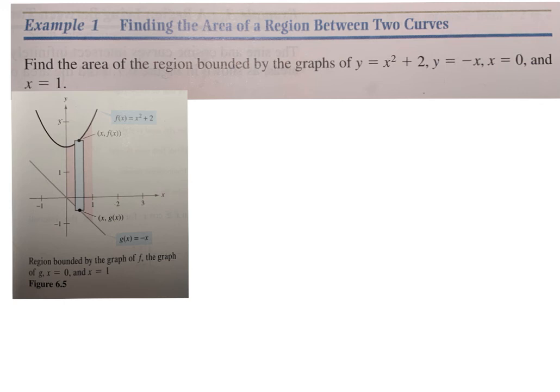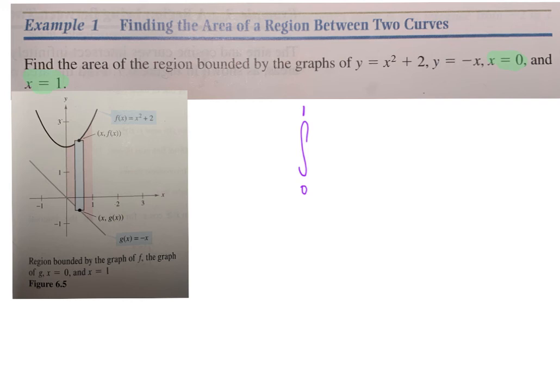Example 1. Find the area of the region bounded by the graphs y equals x squared plus 2, y equals negative x, x equals 0, and x equals 1. So they have given you your boundaries with x equals 0 and x equals 1. When I'm setting this up, that is my lower and upper bound, so I'm going to do my integration from 0 to 1. Now they have a picture here, but you won't always have a picture, so you really need to figure out which one's which.